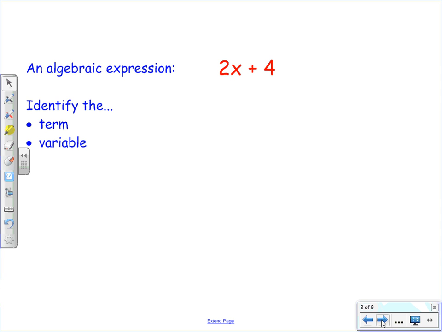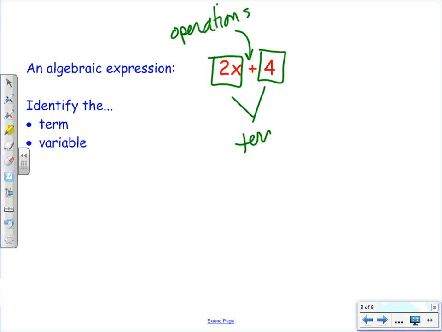Algebraic expression, 2x plus 4. There is an algebraic expression. It has all the components of an algebraic expression. It has operations, right? It has terms. It has two terms. 2x and 4 are both the terms, and it has a variable x. All right? But make sure you understand that both 2x and 4 are terms. So terms are things that are doing whatever the operation tells them to do.